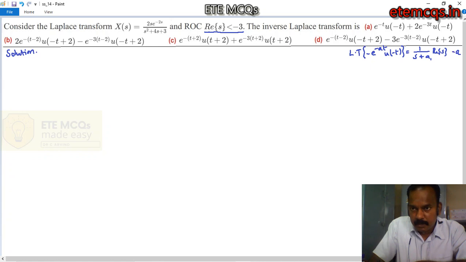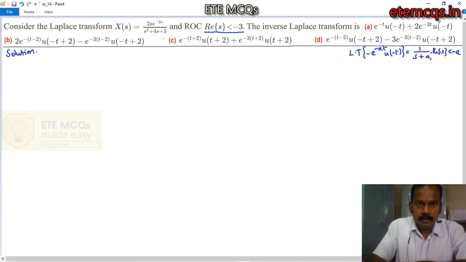Since the pole is minus a, you will have a minus sign, and since the time domain sequence corresponds to a left-sided sequence, you should have a less than sign. So this is your ROC, real part of s is less than minus a. Now this formula we are supposed to apply when you take the inverse Laplace transformation for this function.